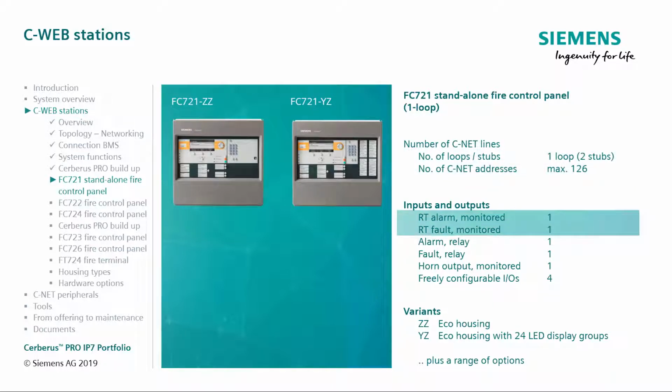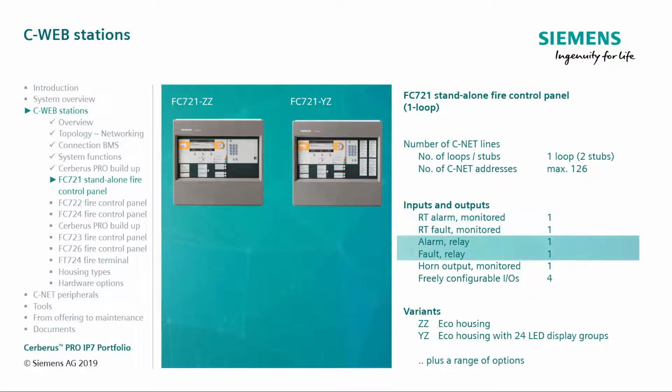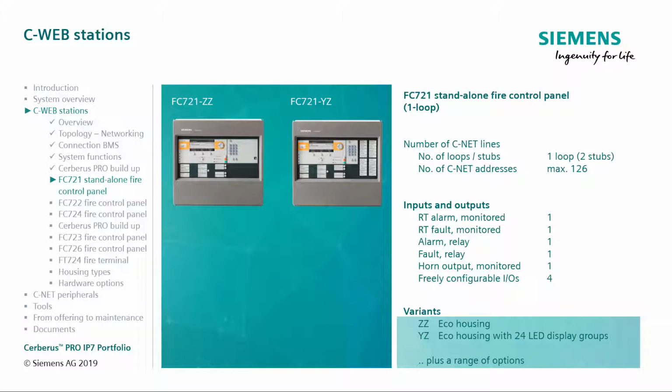2 monitored outputs, 1 for an RT alarm, 1 for an RT fault. 2 relay outputs, 1 for an alarm, 1 for a fault. 1 monitored horn line, and 4 freely configurable inputs or outputs. The Eco housing is fitted with a 70-watt power supply. An alternative housing comes with 24 LED display groups. Other options are also available.